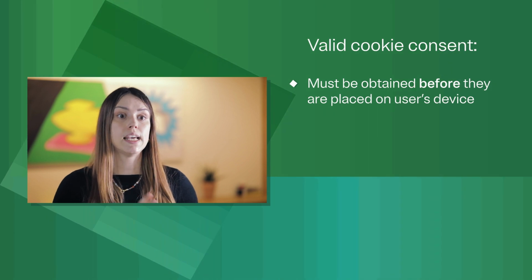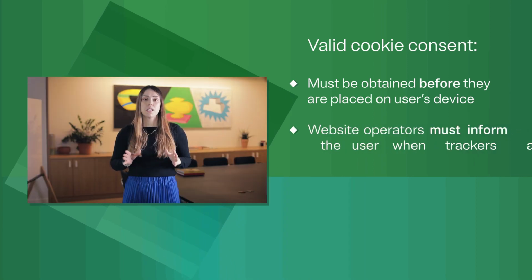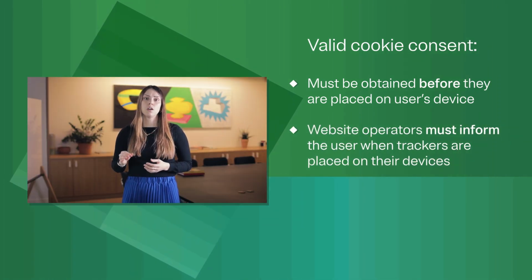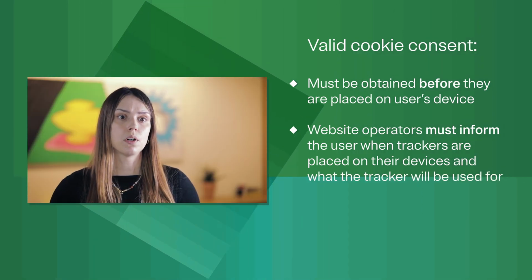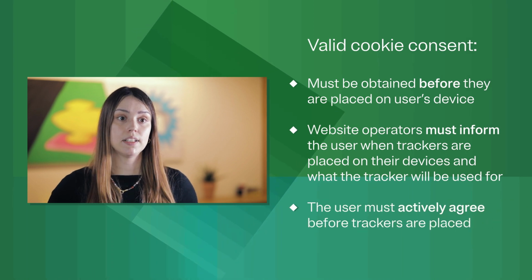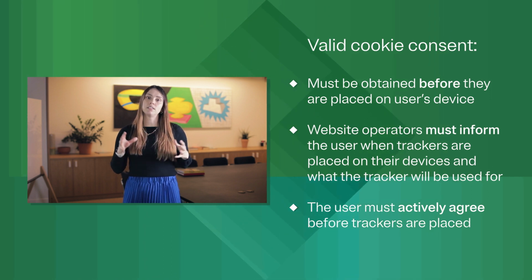Cookies are small text files which are placed on a user's device by a website. They're often used to track user behavior and to personalize their browsing experience. Under the GDPR, consent for cookies and other similar tracking technologies must be obtained before they are placed on a user's device, although there are some exceptions to this rule. Website operators must inform the user when trackers are placed on their devices and what the tracker will be used for. The user must actively agree before trackers are placed, and strict conditions for obtaining that valid consent must be met.